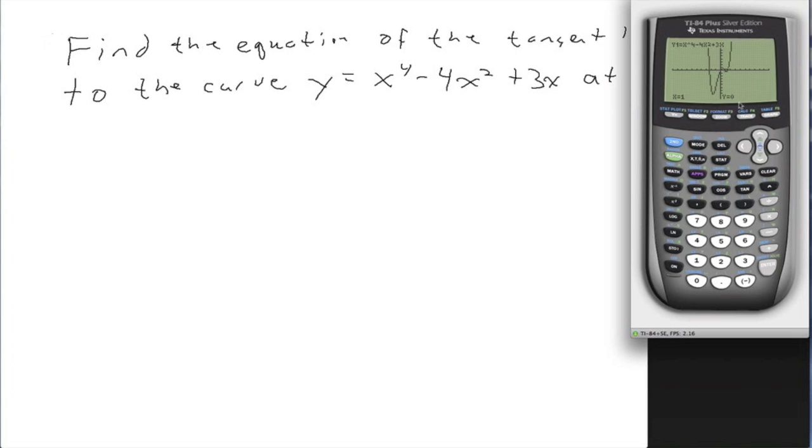How did the calculator get this number 0? It got 0 by plugging 1 into the function. Which function? Just y of x: x to the 4th minus 4x squared plus 3x. As you can see, it has it up here, which is the function it's dealing with.